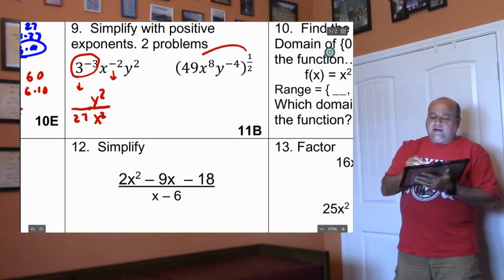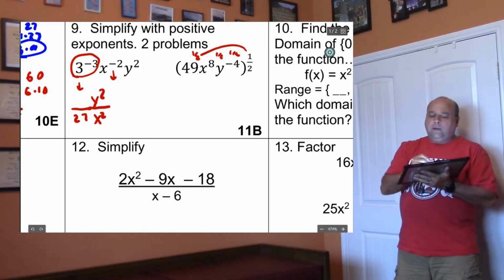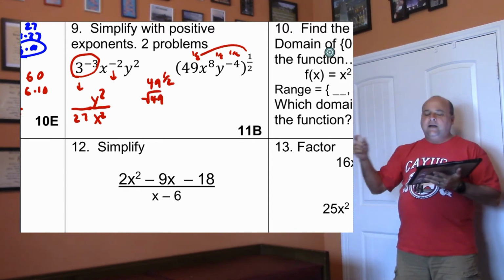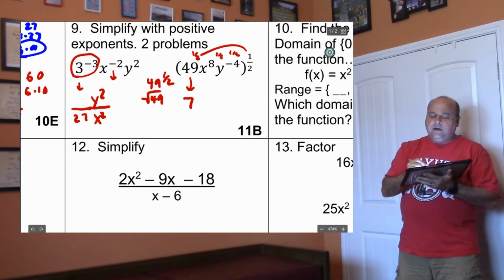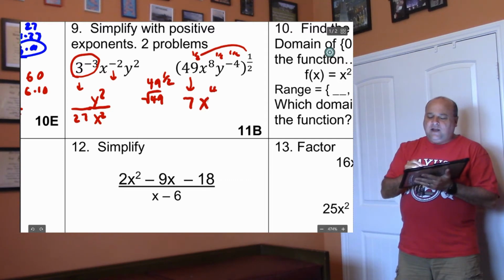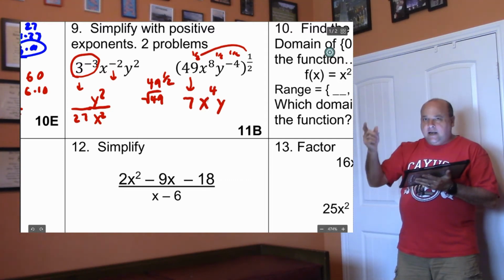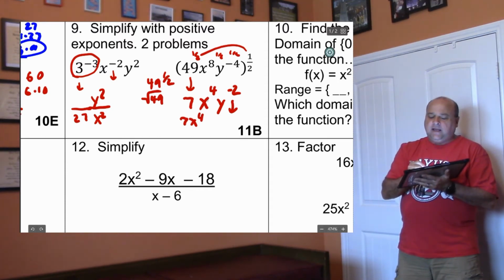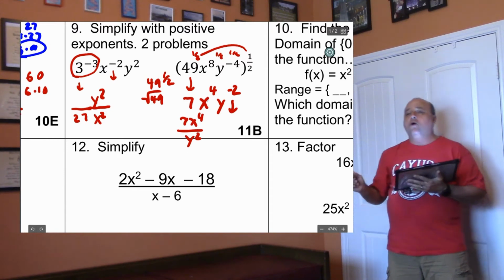On the next one, we're going to take this 1/2 and distribute it, right? Remember, 49 to the 1/2 is the same thing as the square root of 49. So 49 to the 1/2 is going to be 7. Then I'm going to have x, 1/2 of 8 is 4, y, negative 4, take 1/2 of it would be negative 2. The y needs to drop, doesn't it? So 7x to the 4 over y squared.